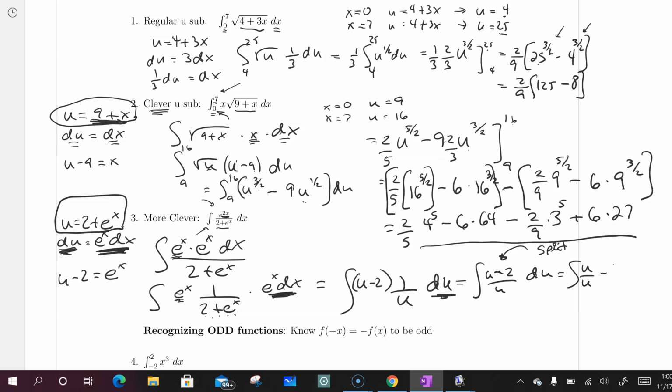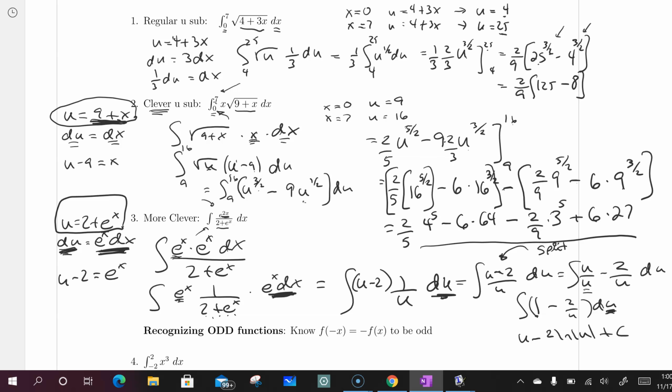So you see u over u minus 2 over u du. So u over u, that's just 1, right? So the integral of 1, well, let me just write it. So 1 minus 2 over u du. So the integral of 1 is, be careful you don't write x, because we're here in u land, right? So I've got du here. So the integral of 1 is u minus 2 times 1 over u, and the antiderivative of 1 over u is ln of u. Make sure you put the absolute value bars.